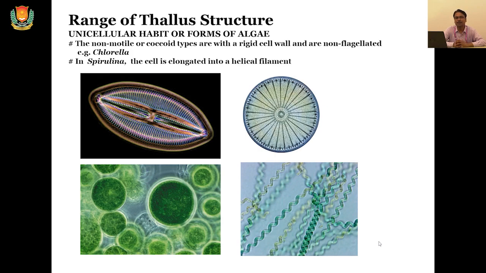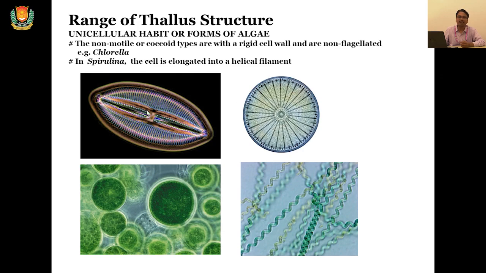There are several groups of algae which possess non-motile forms of thallus, which do not have any kind of motility. A very good example is Chlorella. Chlorella is from Chlorophyta. So here you can see Chlorella. This is a unicellular thallus, but it does not possess anything which may help it in locomotion. And then this is Navicula, and this is Cyclotella.